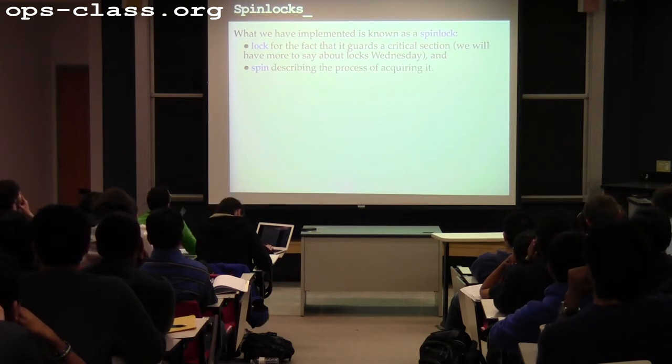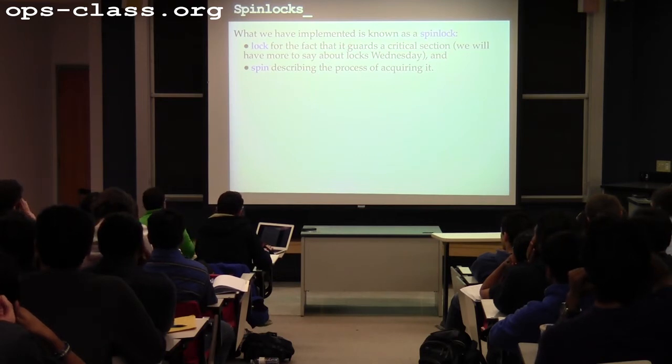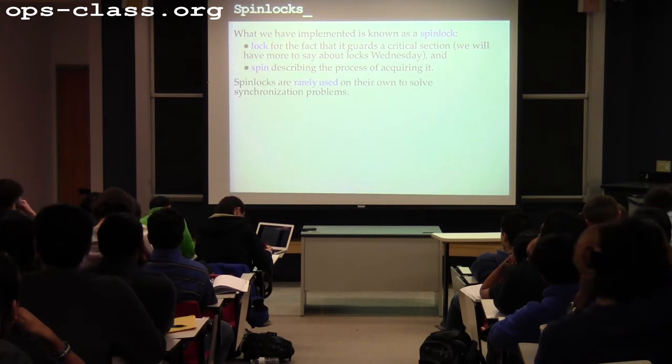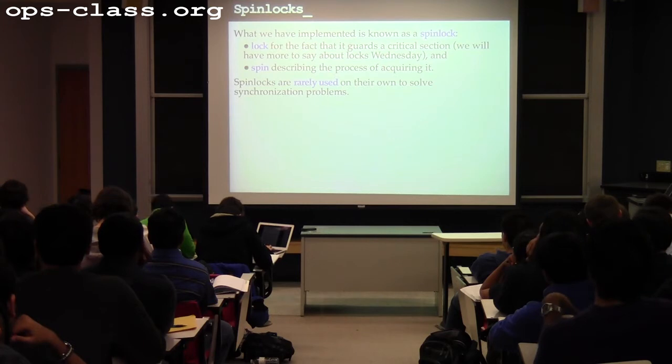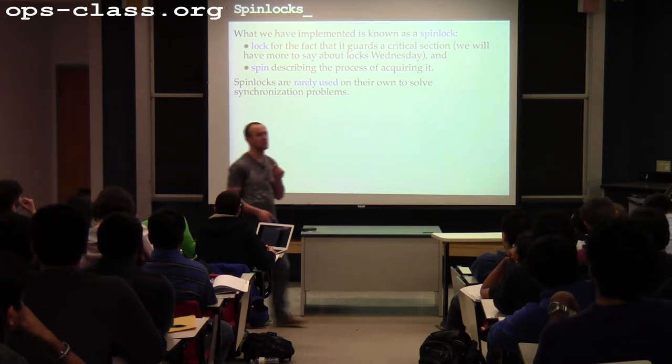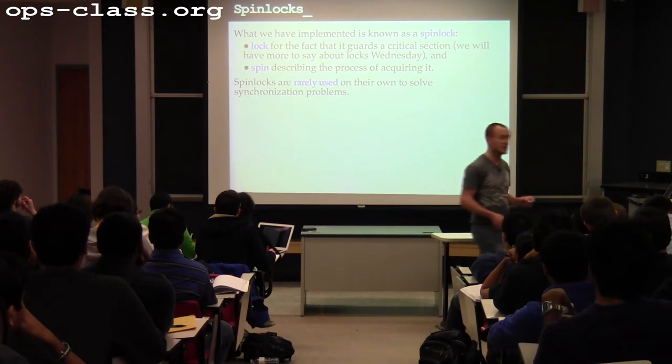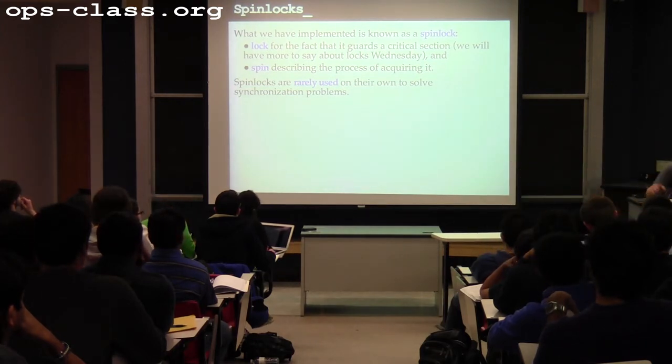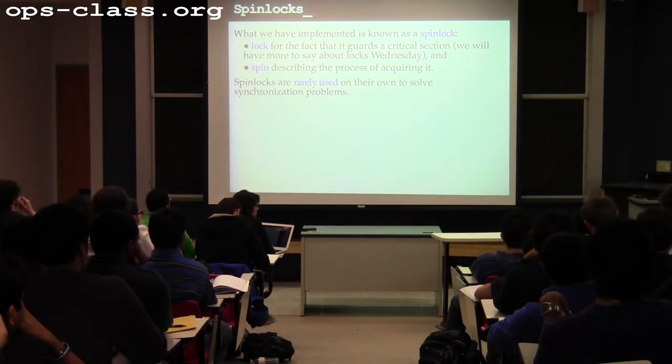And spin describes the process of acquiring a spin lock. I busy wait. I continue to spin repeatedly on the lock, hoping that it is going to become available. One of the reasons we're asking you to build new synchronization primitives for assignment 1 is that spin locks are rarely the right solution to a synchronization problem. But they are frequently a primitive that other synchronization primitives use. They're a tool.